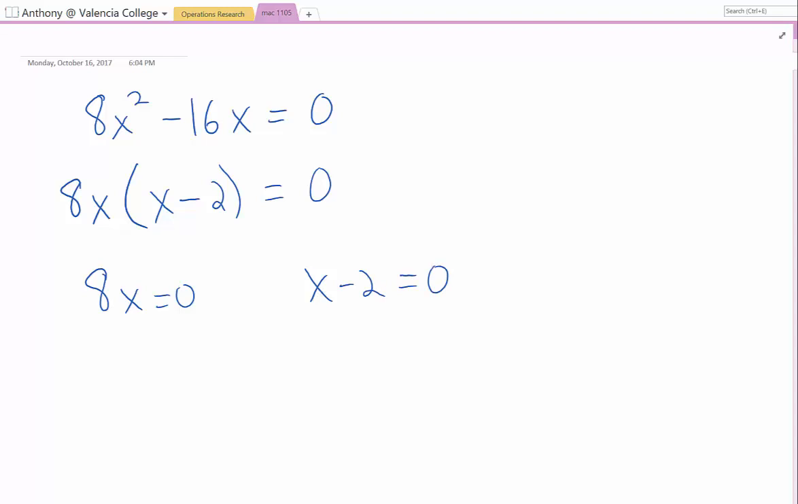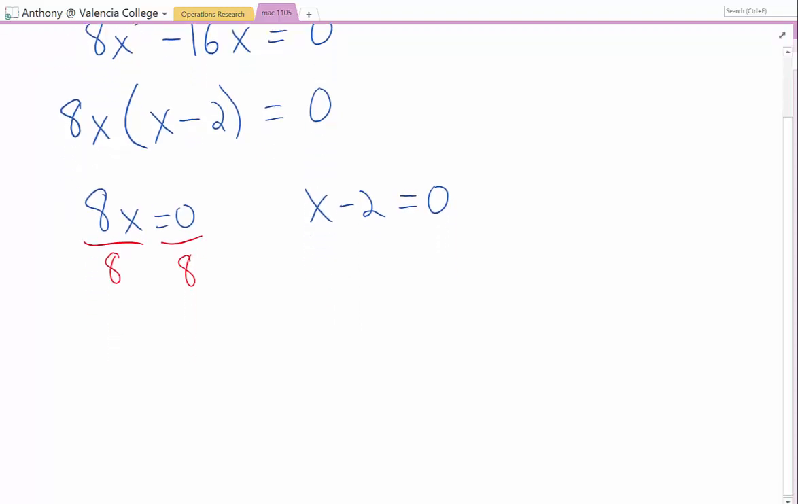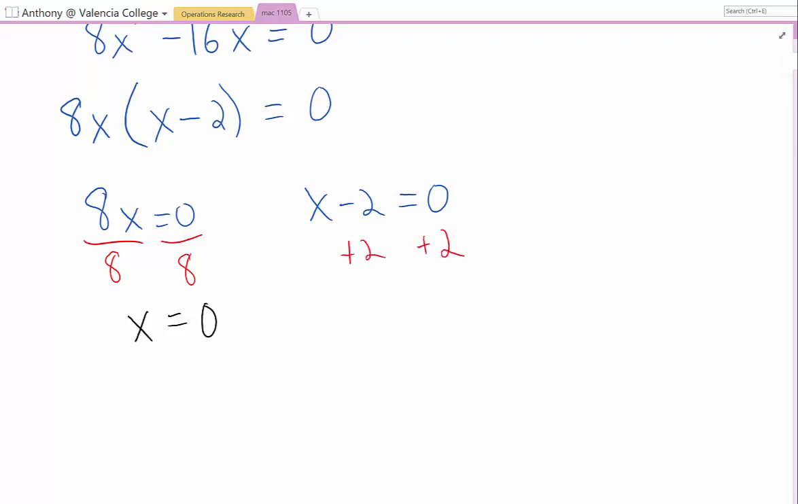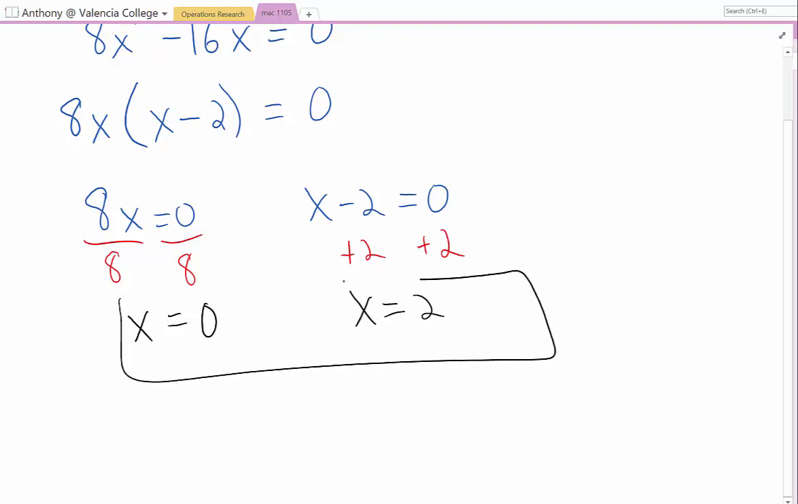To solve for x on this first equation, I divide both sides by 8, which gives us the solution x is equal to 0 divided by 8, which is 0. Alright, x minus 2 equals 0. We add 2 to both sides, and we get the solution x is equal to 2. That is our solution for that problem.